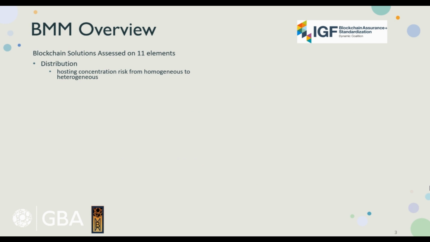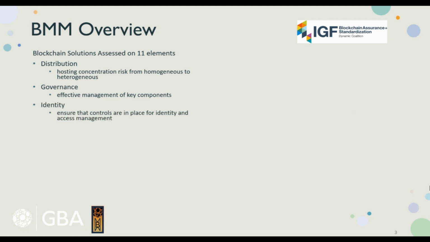Distribution, where we're looking at concentration risk of hosting from homogeneous to heterogeneous. Governance, so that there's effective management of key components of the solution. Identity ensures that controls are in place for identity and access management. Interoperability, facilitating the ability of the blockchain solution to share and use information and other assets with other legacy or blockchain solutions.